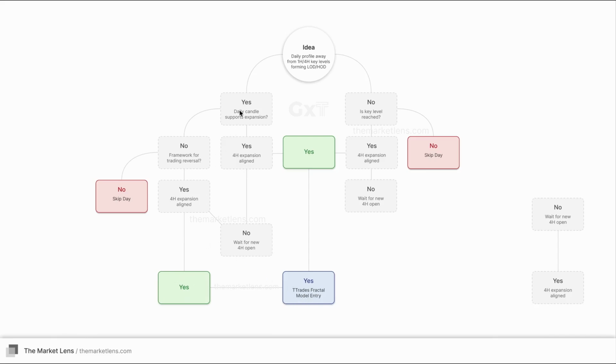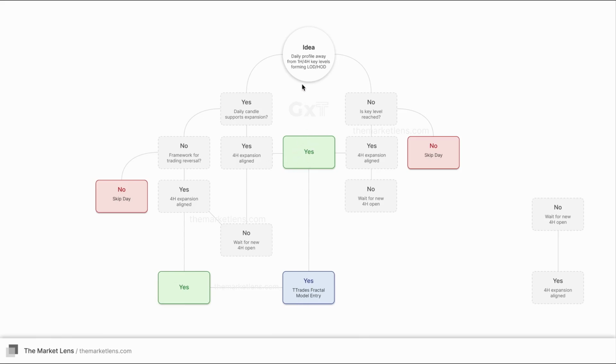So let's go back over here. Let's say the daily candle is aligned, right? Then we ask ourselves again, does the 4 hour candle support expansion? If it does not, then we simply wait for open. Let's say we waited for open. Okay, now we're back here. Now we just need a fractal model entry, right, to align ourselves with the 4 hour candle. Once we have that, then we are good to trade, right?